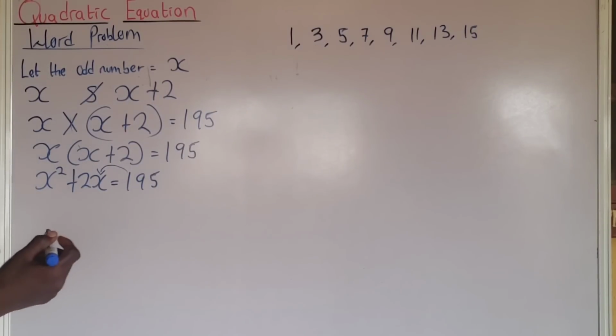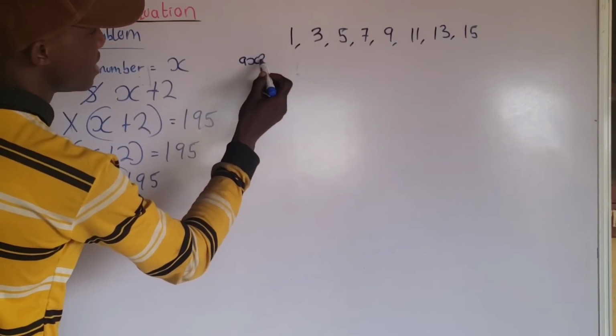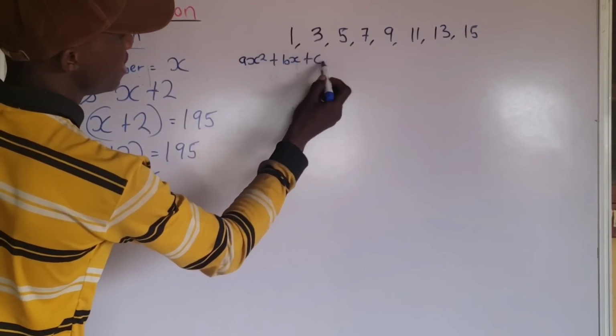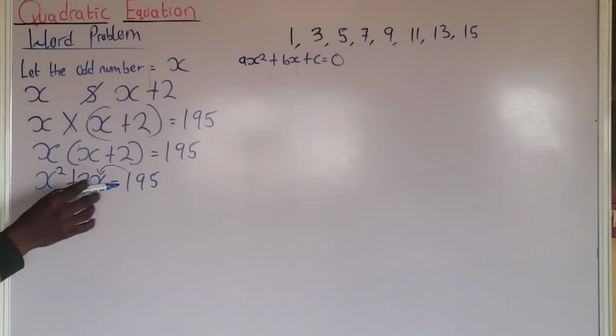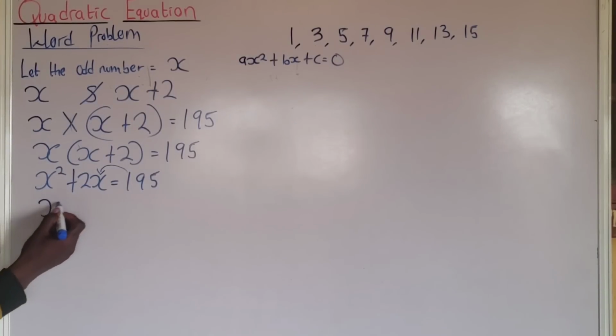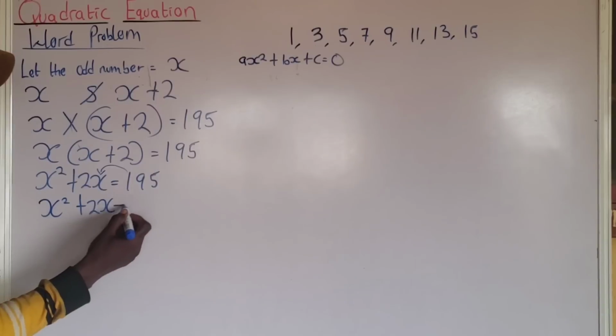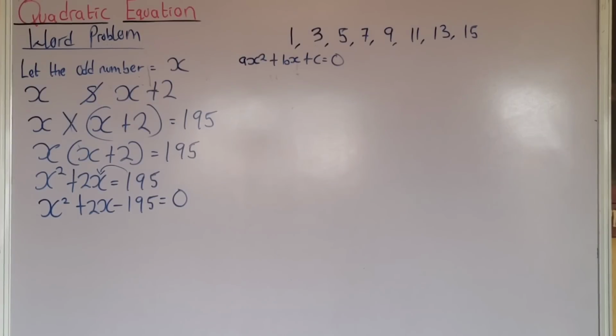In an attempt to solve a quadratic equation, a typical quadratic equation looks like this: ax squared plus bx plus c equals 0. But I'm having 195 at the right hand side of the equation, so I'm going to take this 195 to the left hand side. So I'm going to have x squared plus 2x minus 195 equals 0. Now, this is the quadratic equation that you're going to solve. By solving this quadratic equation, we're going to get the two positive odd numbers.